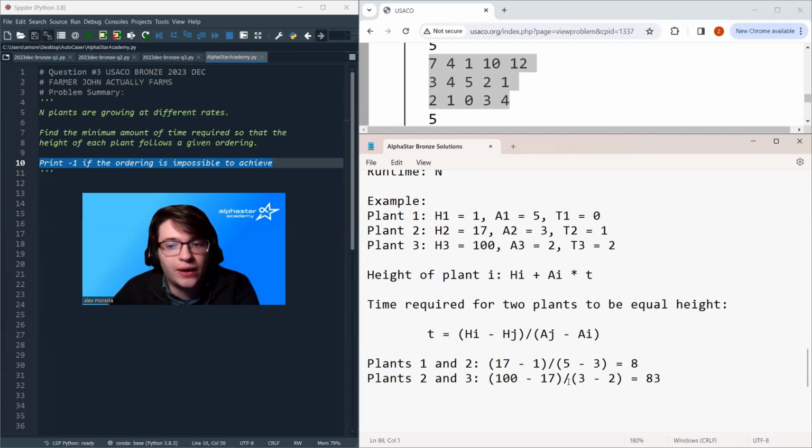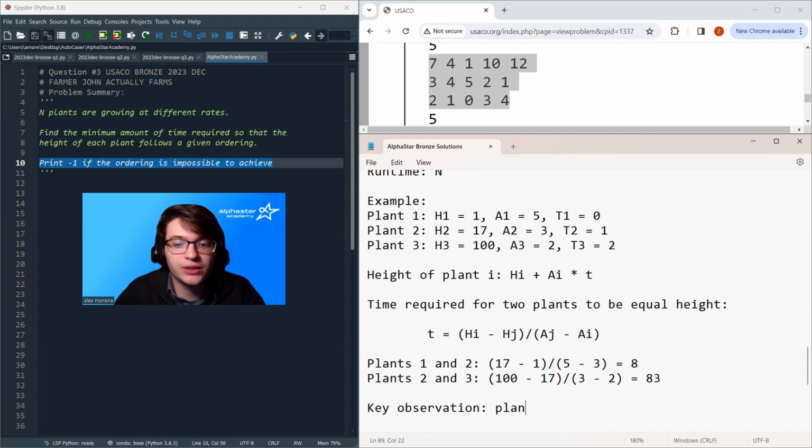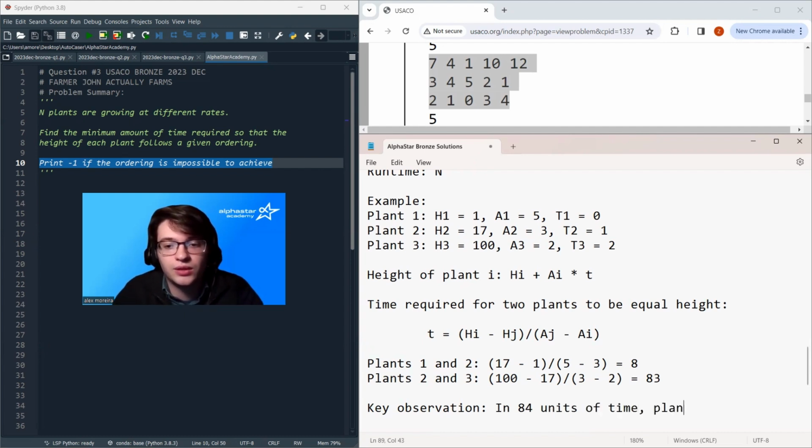So how does this help us? Well, the key observation: if we need 83 units of time for them to become equal, then in 84 units of time, plant 2 will be taller than plant 3. Or, sorry. Plant 2 will be taller than plant 3.